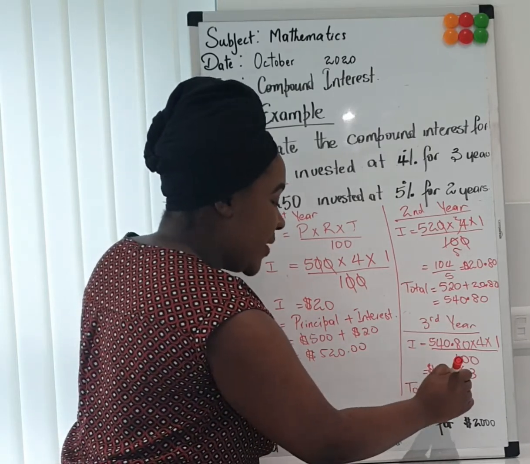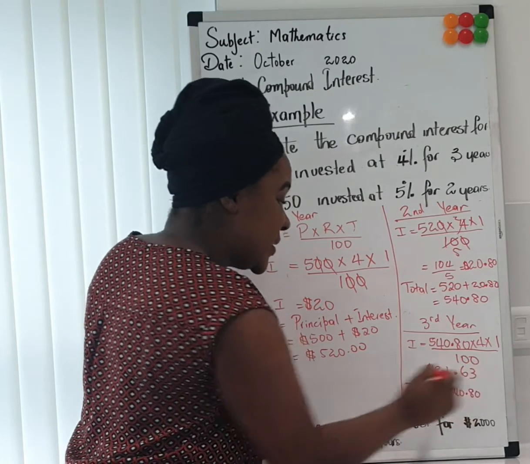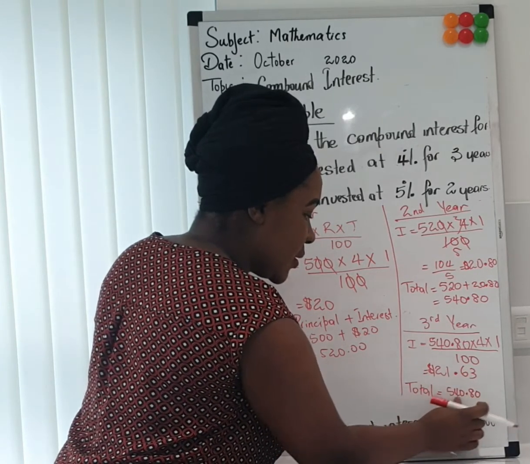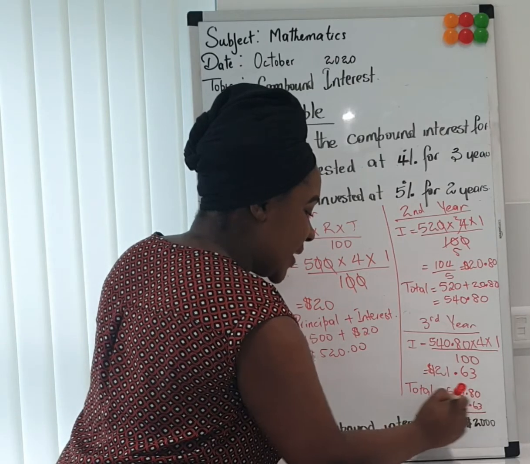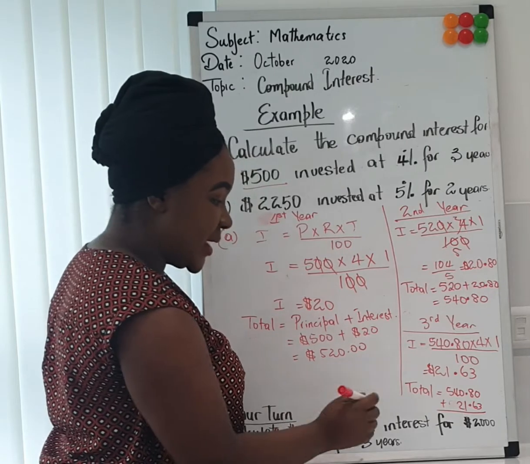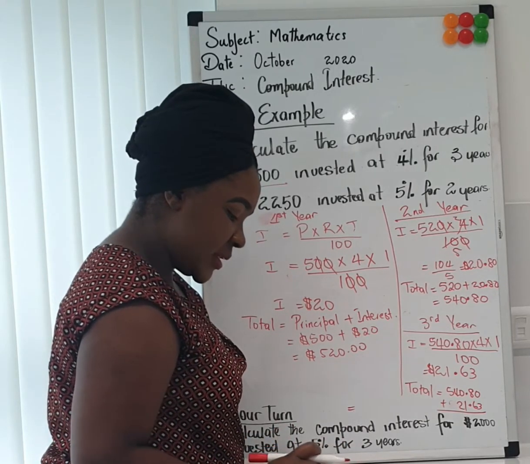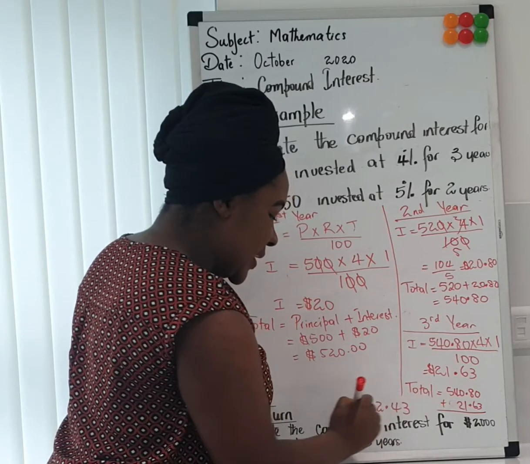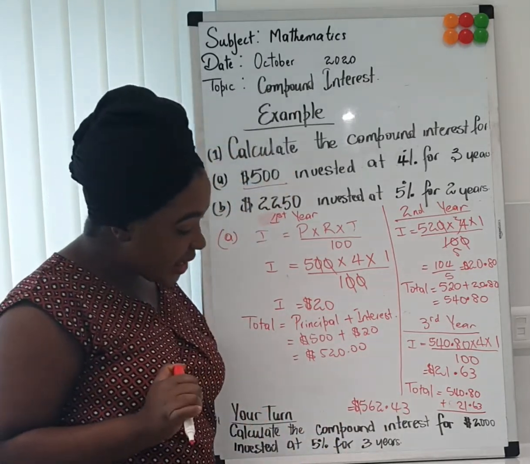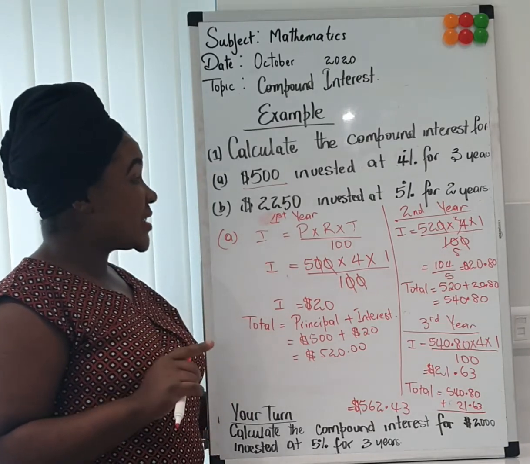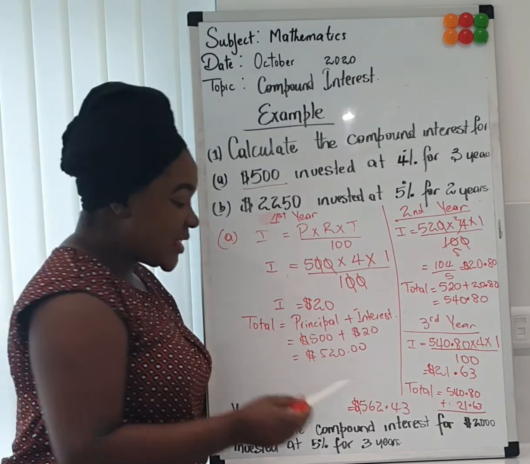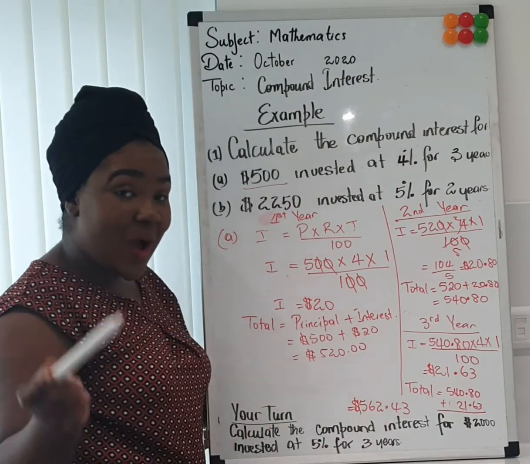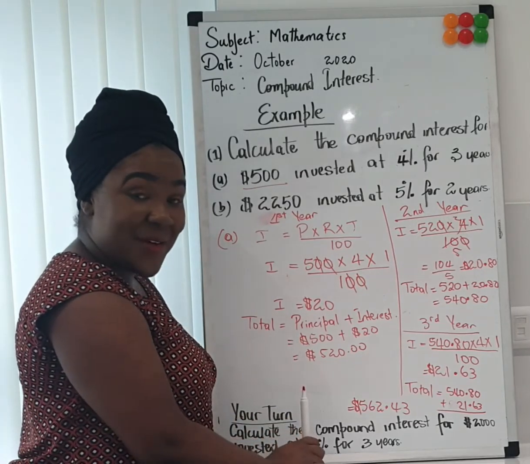So the total now would be $540.80. That's what I started the year with, plus $21.63. Alright, and that would give me, I just write the answer here, 540.80, $562.43. So that would give me $562.43. However, they asked us to state the interest. So at the end of the 3 years, we have $562.43 in our account.